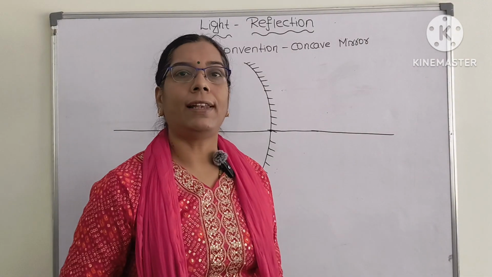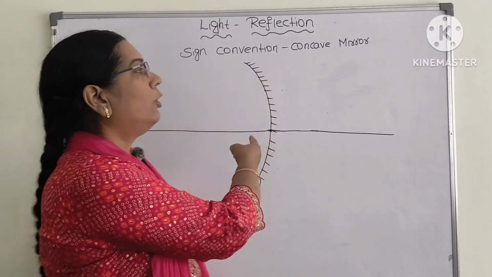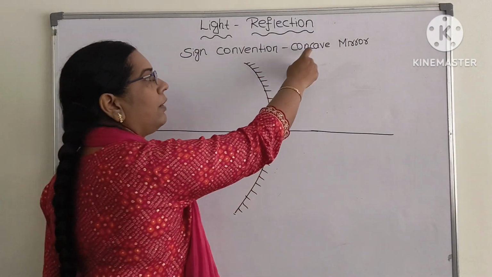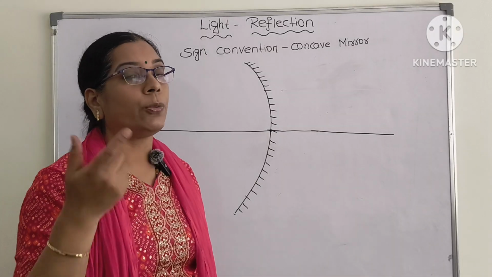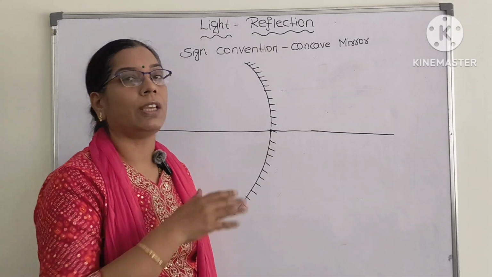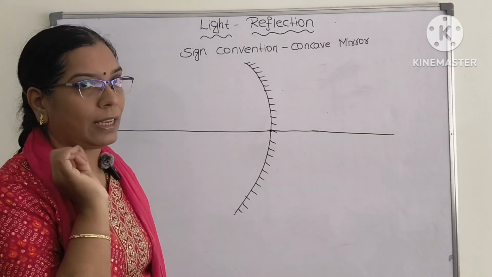If you want to solve the light numericals like a pro, the first thing you should know is the sign conventions. We will start with the sign conventions of the concave mirror. What are sign conventions? When to give a negative sign and a positive sign for focal length, object distance, and image distance. This is called sign conventions.